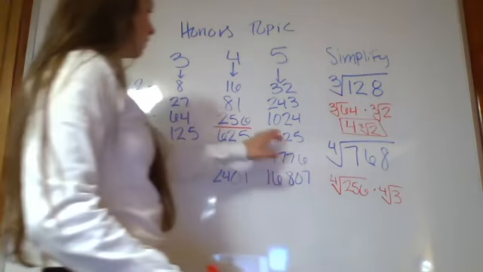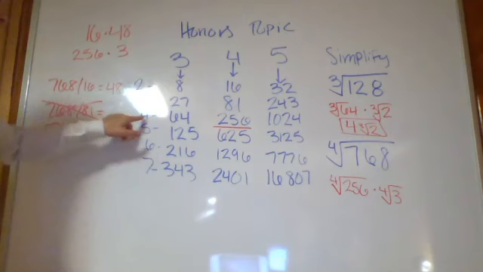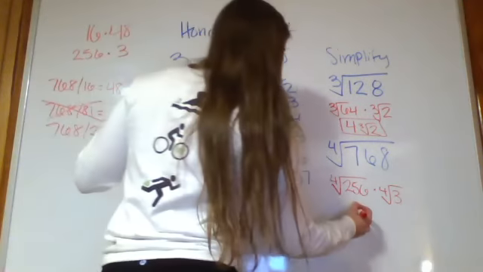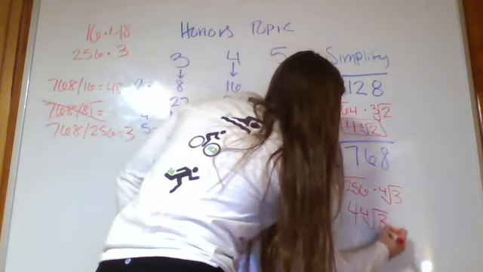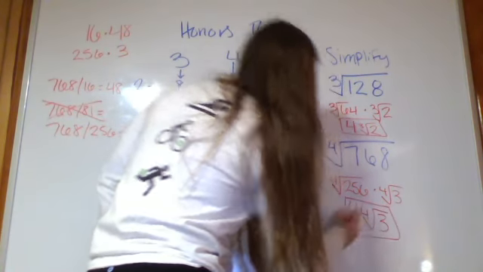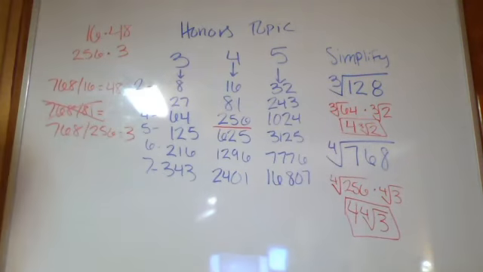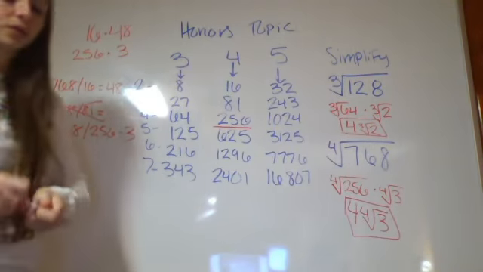So we know the fourth root of 256 is 4. So we can replace that with 4. And again, we do not have a whole number fourth root of 3. So that would be my final answer.